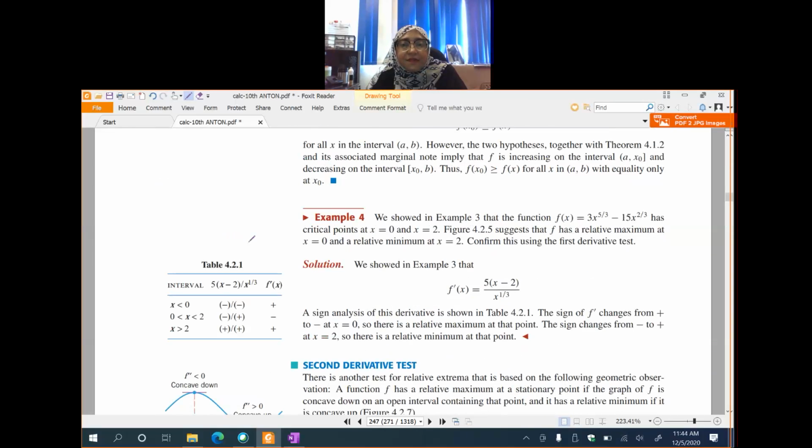Okay, now let's look at example 4. y equal to 3x to the power of 5 over 3 minus 15x to the power of 2 divided by 3 has critical points at x equal to 0 and x equal to 2. We have shown this one. It suggests that f has a relative maximum at x equal to 0 and a relative minimum at x equal to 2. Confirm this by using the first derivative test. So you already know this.